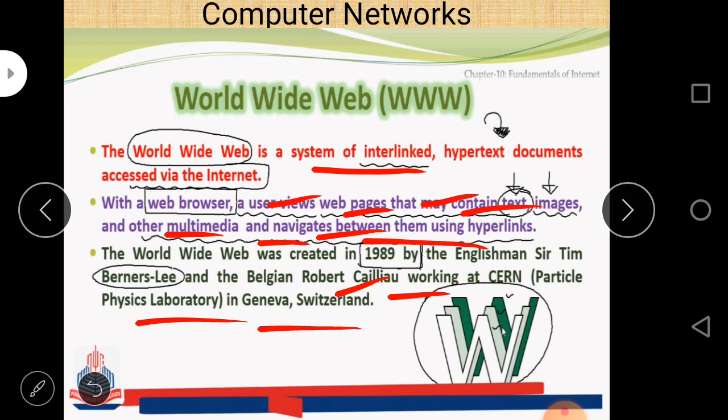So what is the World Wide Web? It is basically a system of interlinked hypertext documents accessed via the internet. This is the simplest definition of the World Wide Web. A system of interlinked hypertext documents accessed via the internet is called the World Wide Web.